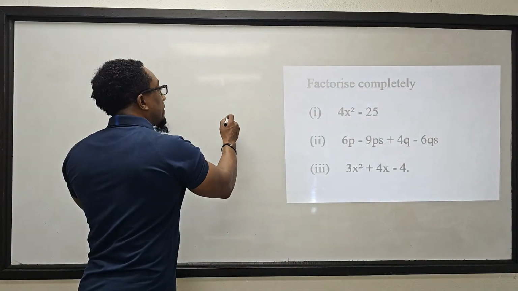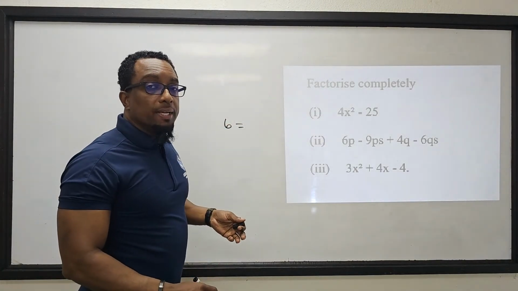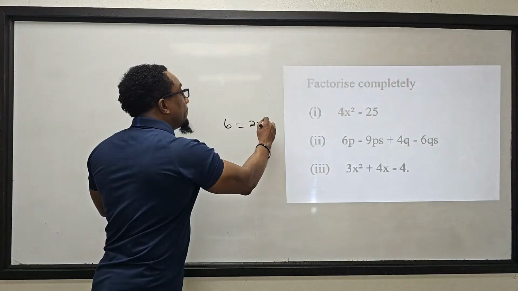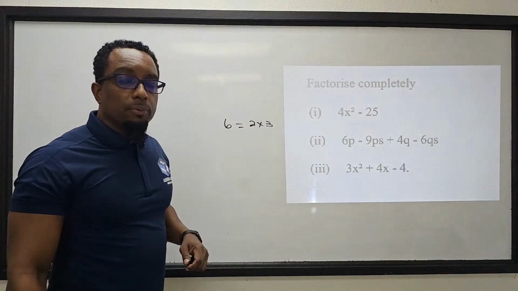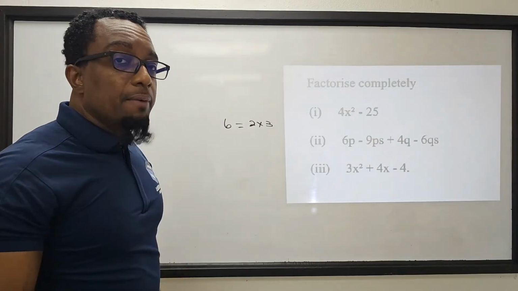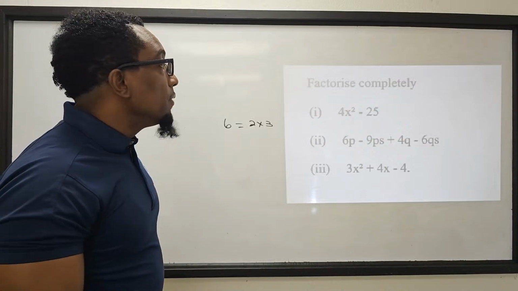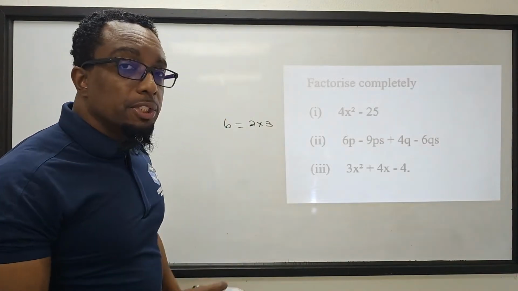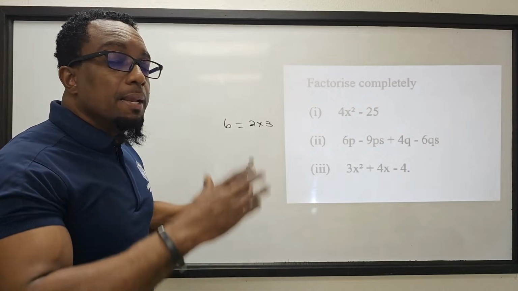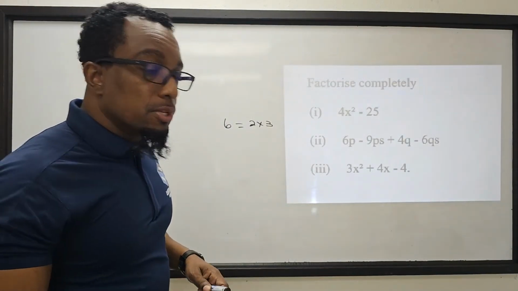So if I have, for example, let's take a simple number, 6. Factors of 6 are 1, 2, 3, and 6. So when I multiply factors of 6, 2 and 3, when I multiply 2 by 3 to give me 6, this is factorization. I've represented 6 as a product of factors. So I want to represent each of those expressions on the board there as a product of factors. I have to show where it's represented as such.